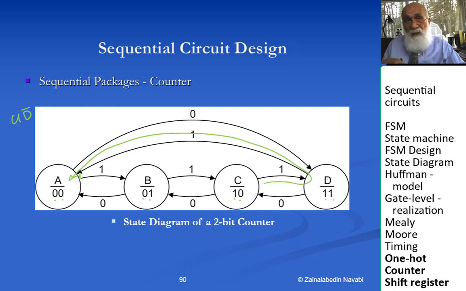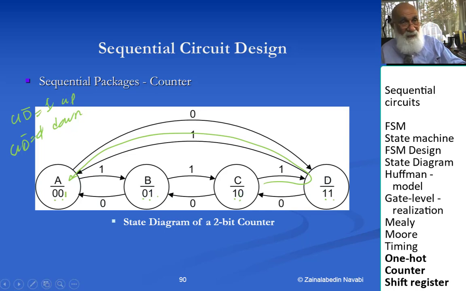So UD is count up, and if UD bar is 0, then it's counting down. Meaning that if you are in A, counting down will roll back over to 1, 1, 1, 1 to 1, 0, 1, 0 to 0, 1, and 0, 1 back to 0, 0. Counting up and counting down.